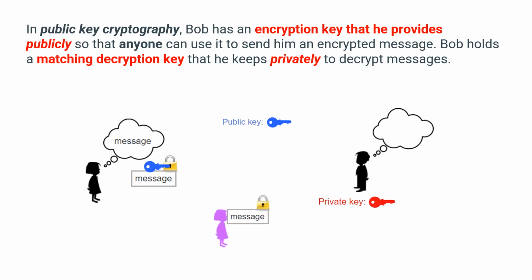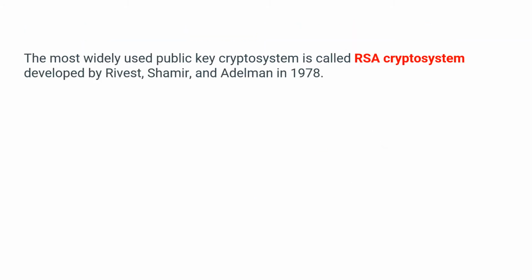So when Eve intercepts this message that Alice has locked up, she can't decrypt it. Only Bob, who holds the private key, can decrypt the message. The most widely used public key cryptography system is called the RSA cryptography system. It's called that because those letters come from the names of the people who developed it back in 1978: Rivest, Shamir, and Adelman. Those three worked together to come up with this system.